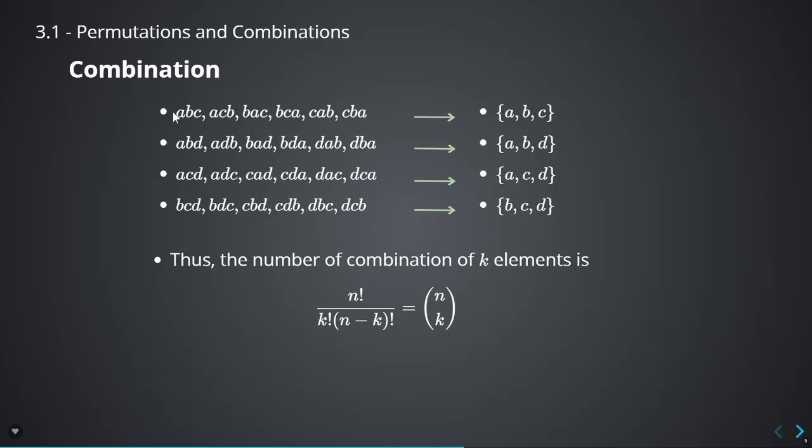This is the permutation of 4 elements. So I have ABC, ACB, BAC, BCA, and that's just ABC. On the last row there, I have BCD, BDC, CBD, CDB, and that's just BCD. So you get 24 different permutations, but only 4 different combinations.